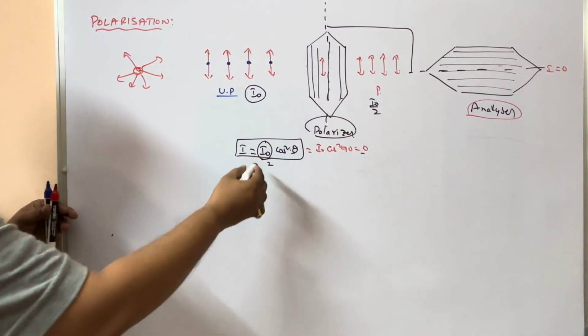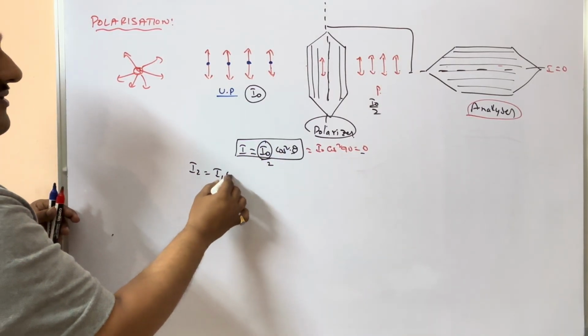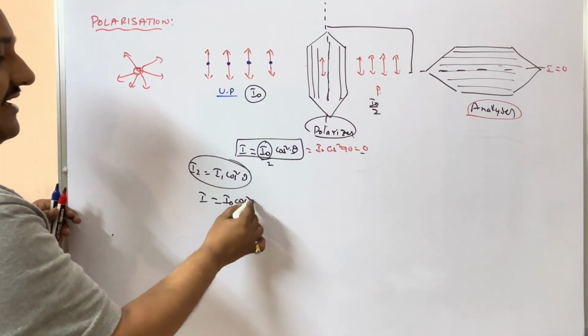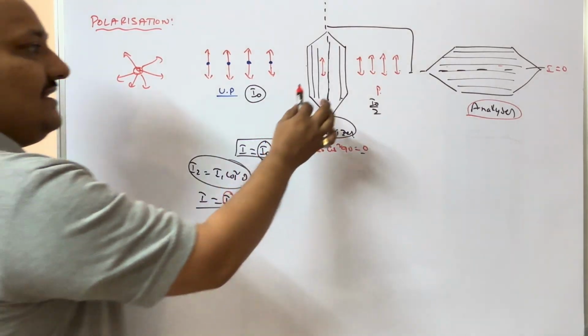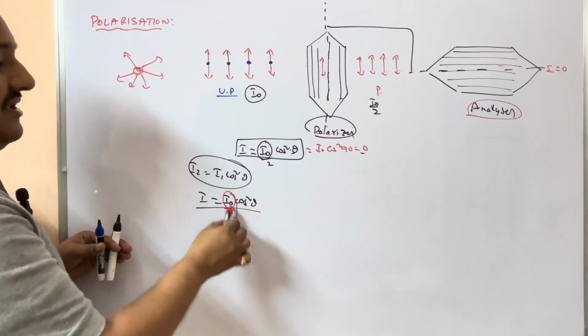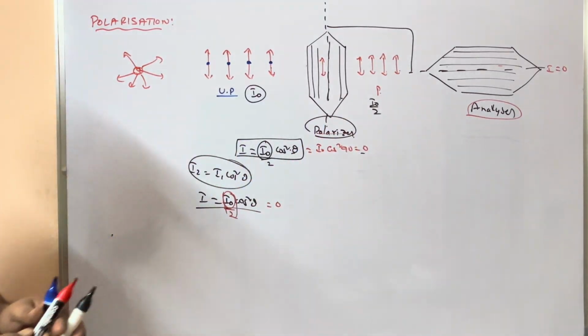So, in the next question, whenever we are getting a formula, they will give I2 is equal to I1 cos square theta, or I is equal to I0 cos square theta, like this they will give. So what you should take as I0 is the light which is coming from the polarizer. Here I0 by 2 is coming, therefore I0 by 2 cos square 90 is 0. Because it is 0, there is no problem.